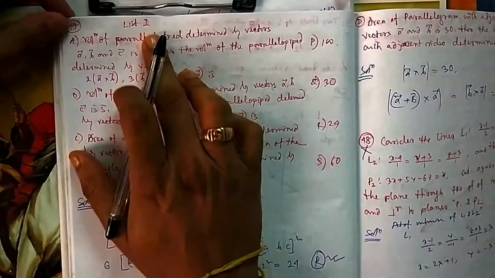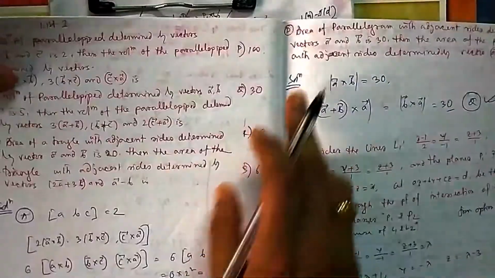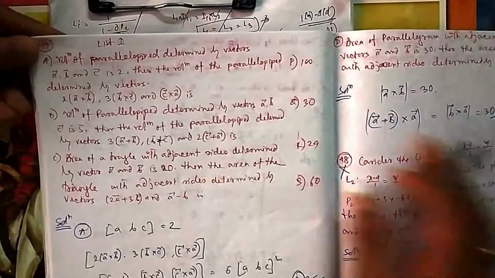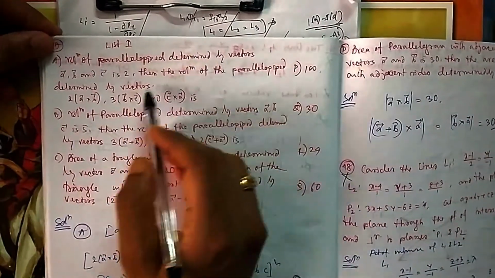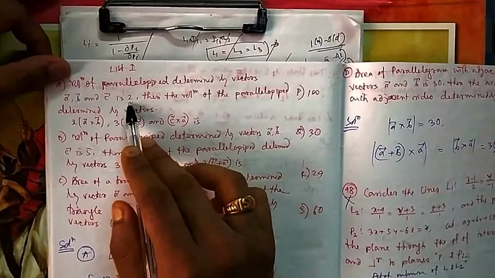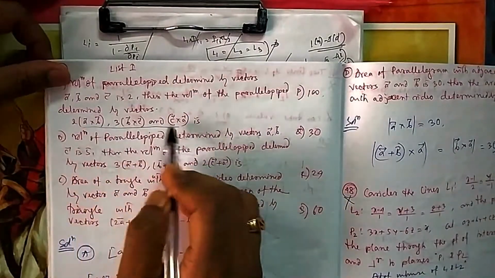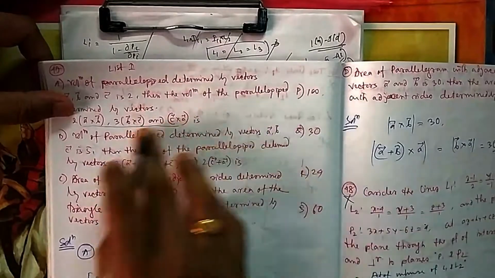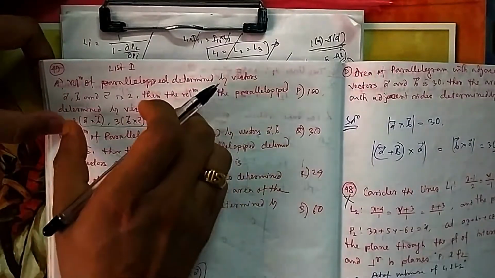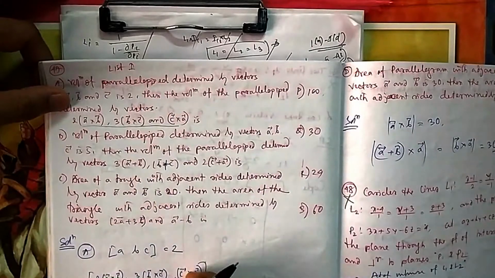Again 44, 45, these are again based on 3D. 46. So 47, there is a list given A, B, C, D. So this is D, 47, D is here. If you see here, the volume of the parallelepiped determined by the vectors A, B, C is 2. That is box ABC is 2. Then the volume of the parallelepiped determined by these vectors. This one we have already seen. This parallelepiped determined by these vectors means they are asking the box of this one, the volume.